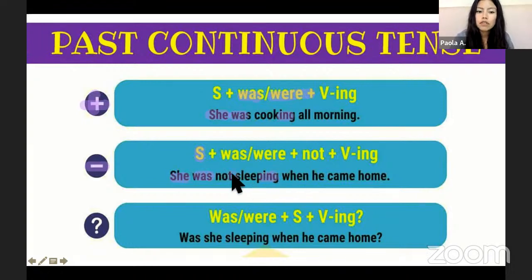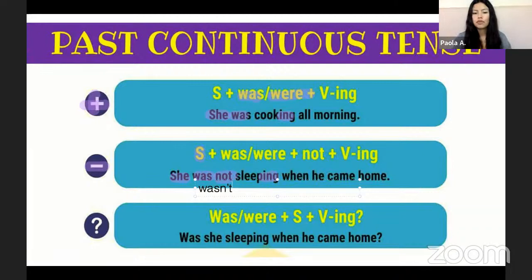However, we have the not. And remember, for the negative statement, we have contractions, which are wasn't. Remember, we always use contractions for negative statements in informal conversations. And finally, for questions, we basically just change the order. Was she sleeping when he came home? Were they cooking last night?